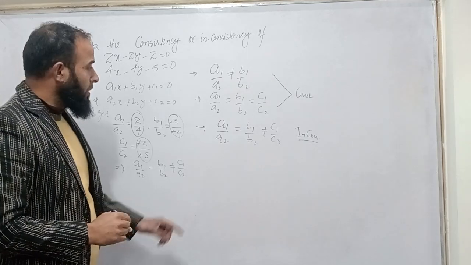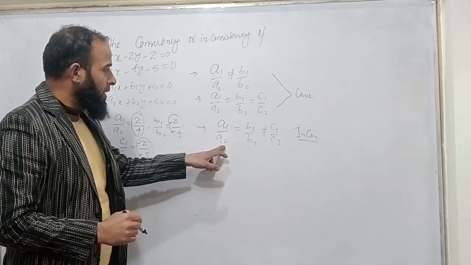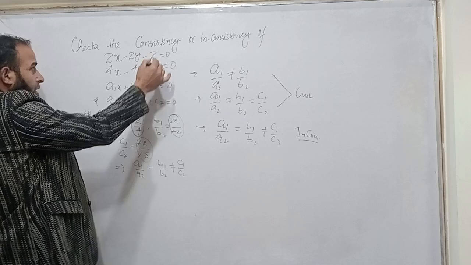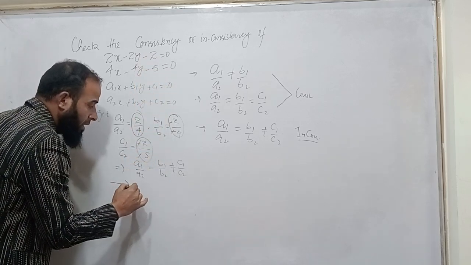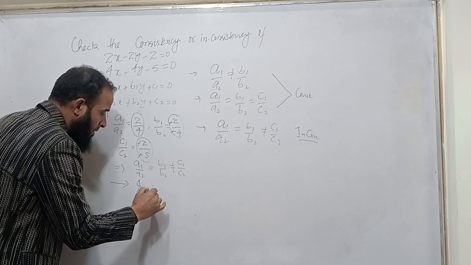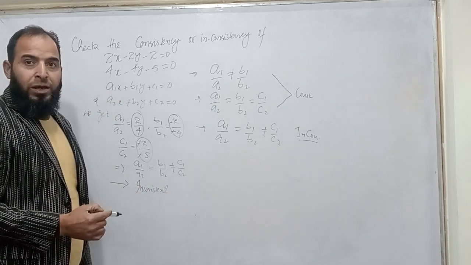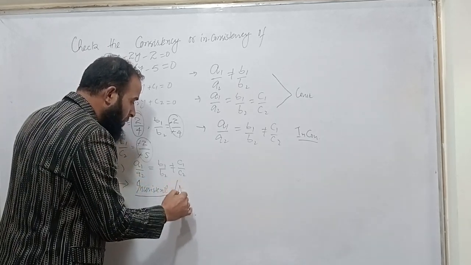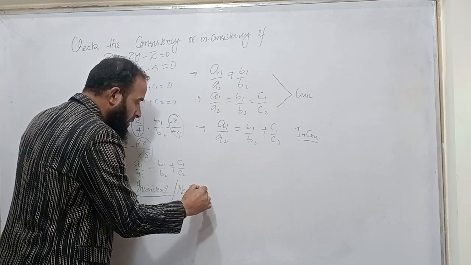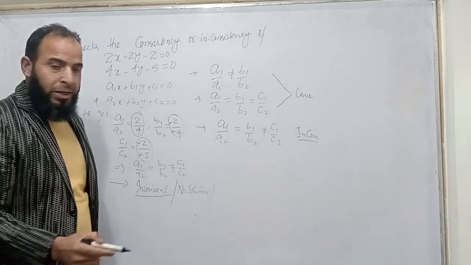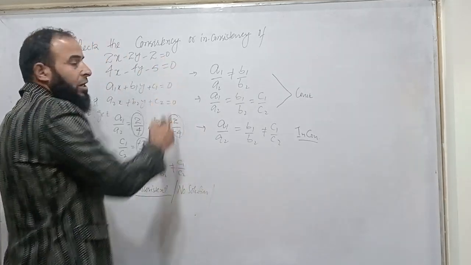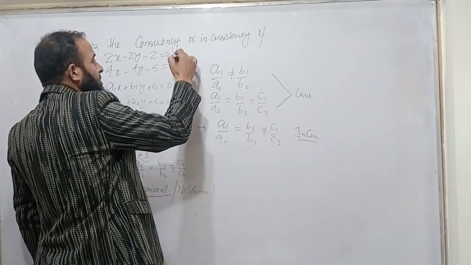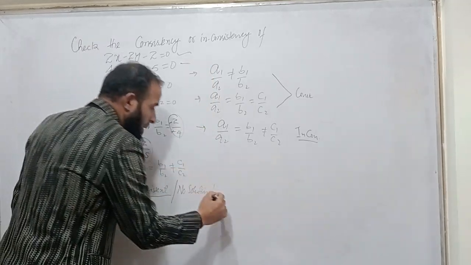So which condition holds? The third condition holds. That means a1 by a2 is equal to b1 by b2 is not equal to c1 by c2. That means these two equations will be inconsistent. Inconsistent means they will have no solution. No solution means the graphs of the two lines represented by these two equations will be parallel.